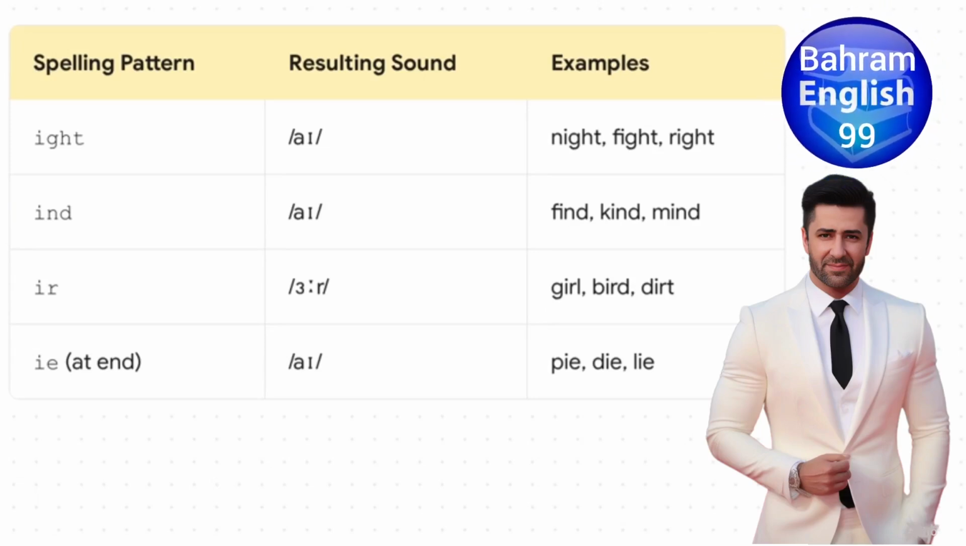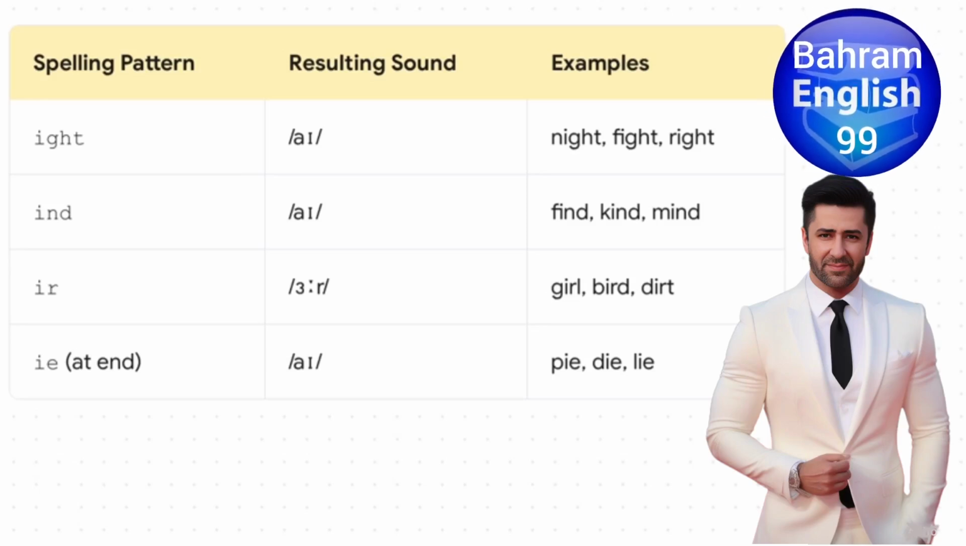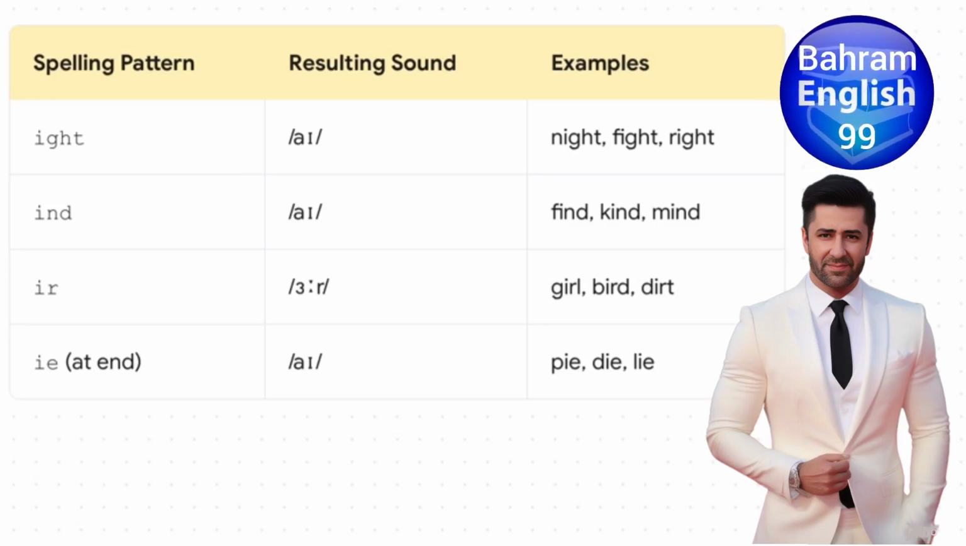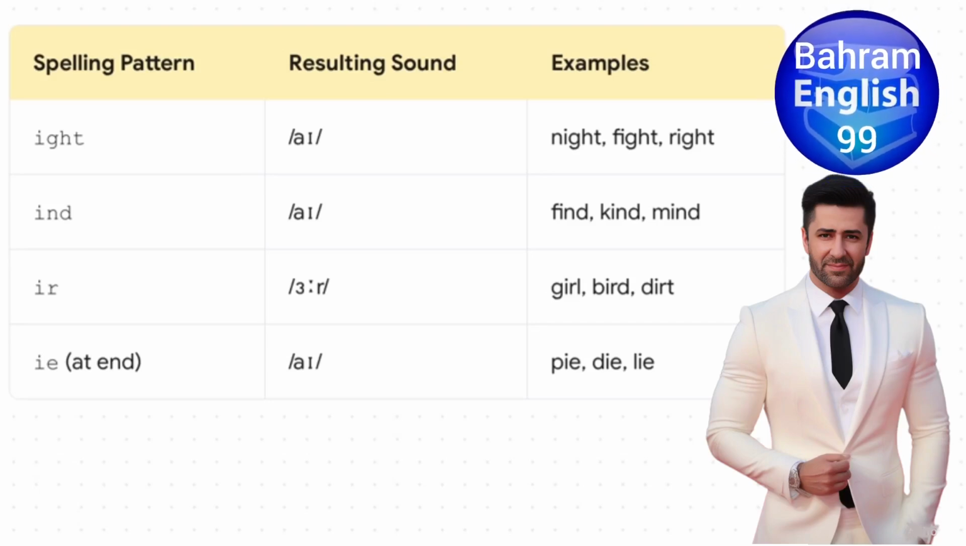When you see IGH, the GH is totally silent and the I is long, like in night or right. Same thing for IND, find, kind. The pattern IR will almost always give you that sound, as in girl and bird. And when you see IE at the end of a short word, it's usually the long I sound, like in pie and die.